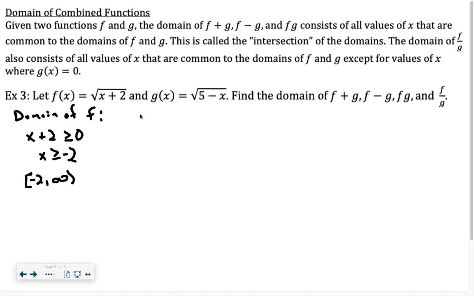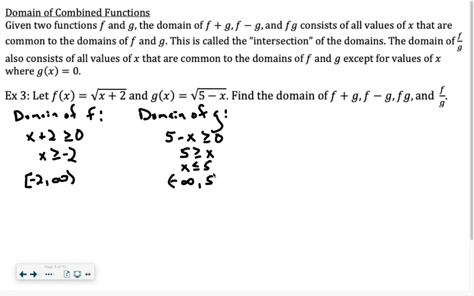Let's do the same thing for g. The domain of g, again, we want to take this 5 minus x and say that has to be greater than or equal to 0. So I can just add my x over, and I get 5 is greater than or equal to x, or that would be the same as saying x is less than or equal to 5. So in interval notation, if I want all values less than 5, I would say this, right? That's how I would write that in interval notation.